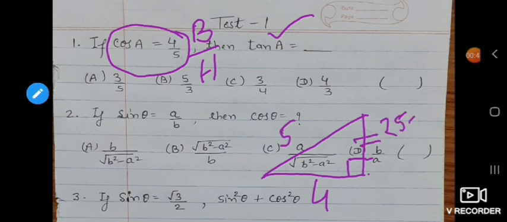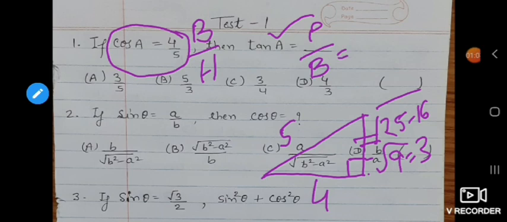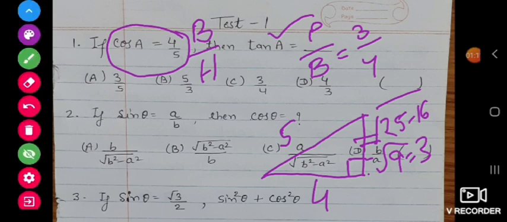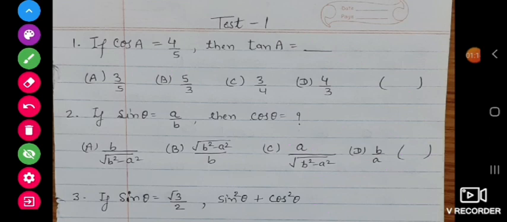This will be 25 minus 16, which is 9. And the square root of 9 is 3. So the perpendicular is 3. What is tan A? Perpendicular upon base, which means 3 upon 4. This is your answer, 3 upon 4. See the answer.